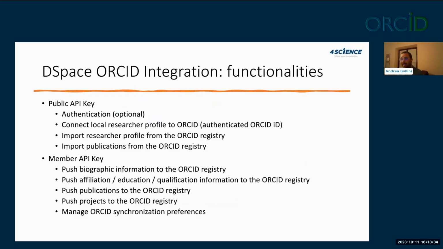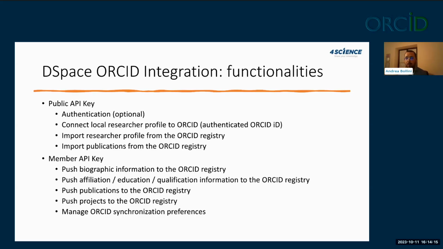So, what is the list of functionalities that the ORCID integration enables on your DSpace repository? It depends on the API that you are going to configure in your repository. You can configure the public API or the member API. If you are just using the public API, you will be able to optionally enable authentication via ORCID. You will be able to connect the local researcher profile to ORCID, so as to gather an authenticated ORCID iD, and you will be able to import the researcher profile and publications from the ORCID registry.